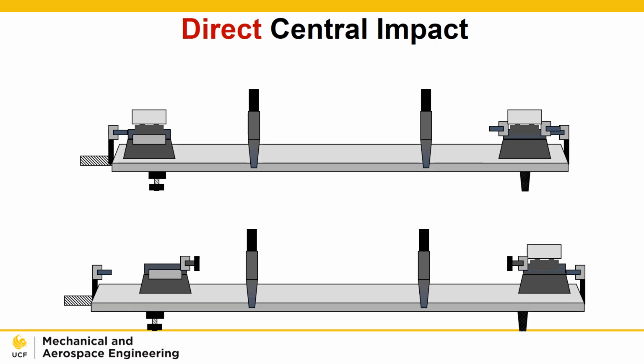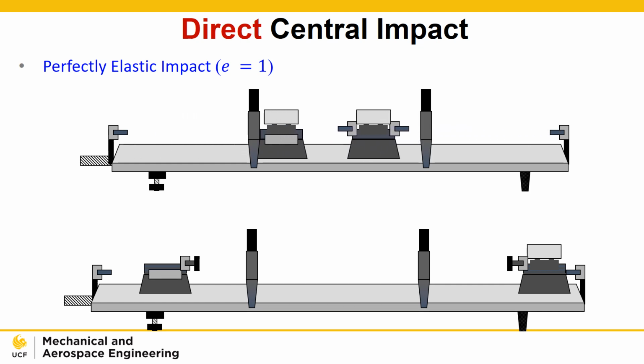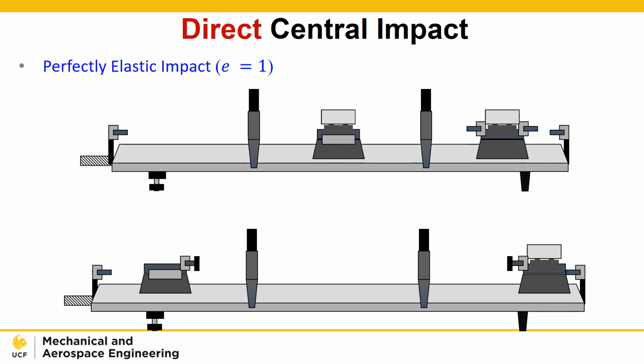There are two limiting cases for direct central impact. When the coefficient of restitution E equals 1, then the impact is called a perfectly elastic impact. In perfectly elastic impact, the relative velocities of the particles before and after the impact are equal. In perfectly elastic impact, the total energy as well as the total momentum of the particles remain conserved.